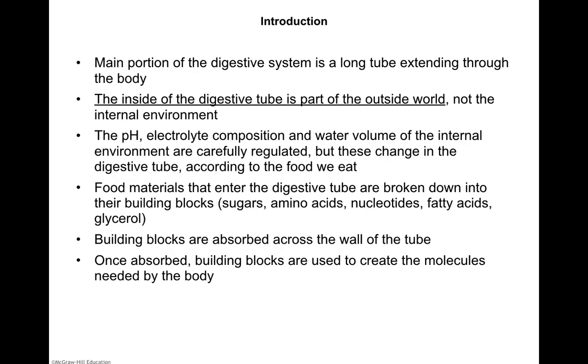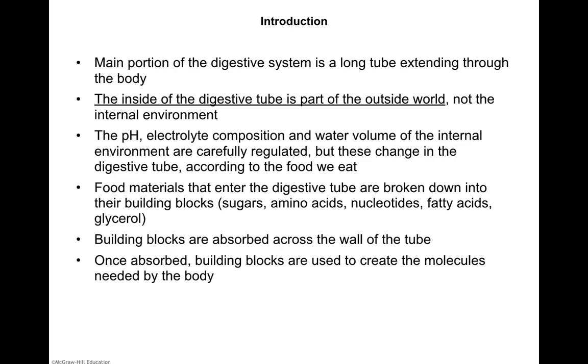Those will change the way we digest food, and they also will be affected by the kind of foods we eat. Food material that enters the digestive tube is broken down consecutively into its building blocks: first into small pieces, then into a kind of mush, finally down to individual monomers, or small molecules, of the things that make them up, like sugars, amino acids, nucleotides, fatty acids, and glycerol, which is part of the fat system.